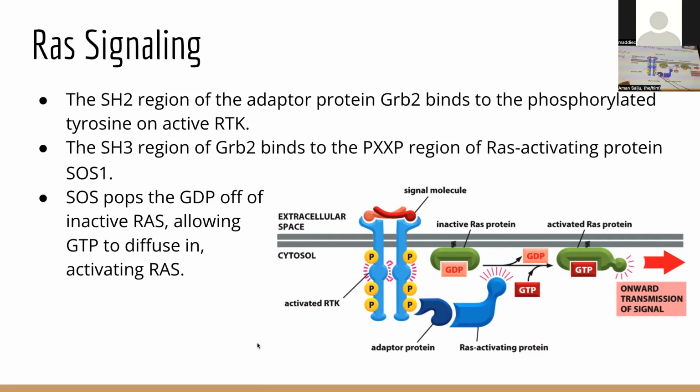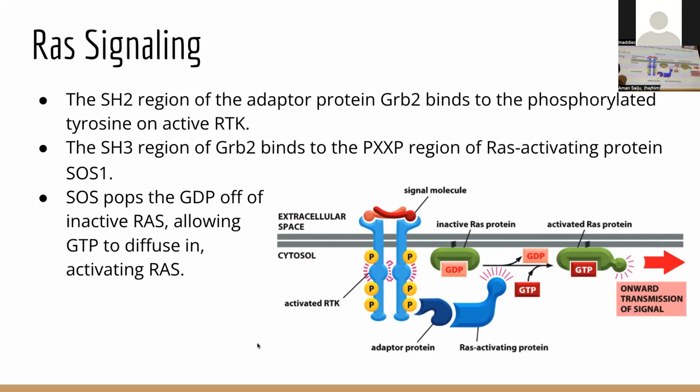So this has an SH2. On the other side of it, this adapter protein, GRB2, the dark blue protein we're talking about, has an SH3 domain. That SH3 domain, instead of recognizing and binding to phosphotyrosines, recognizes and binds to PXXP, which is a polyproline region, a region with a lot of proline amino acids. PXXP polyproline is on the SOS or the RAS-GEF.